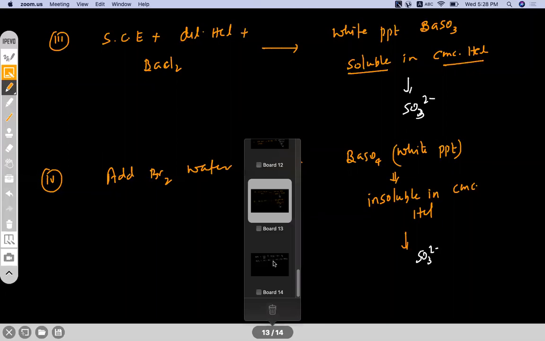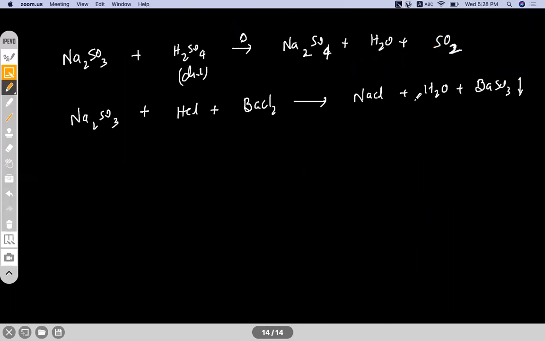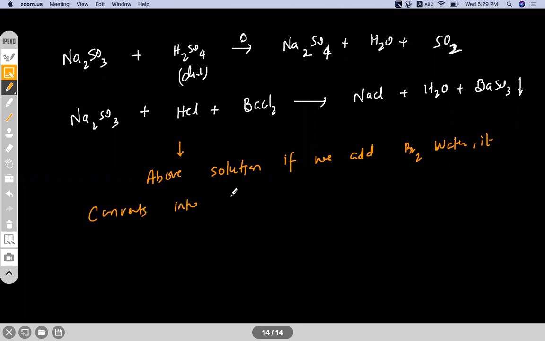Now, in this solution, if you add bromine water, then it converts into the insoluble sulfate, that is BaSO4, right? So we say that in the above solution, if we add bromine water, Br2 water, it converts into insoluble BaSO4, barium sulfate.